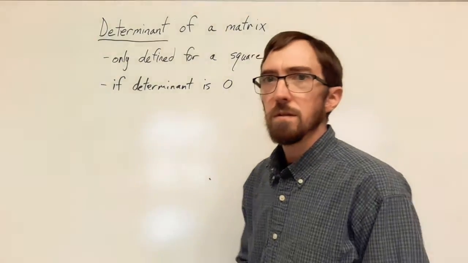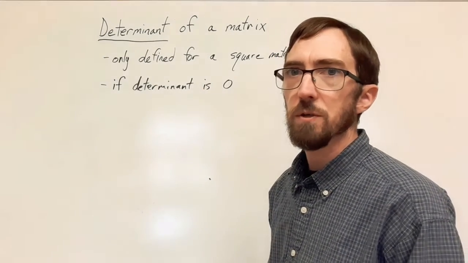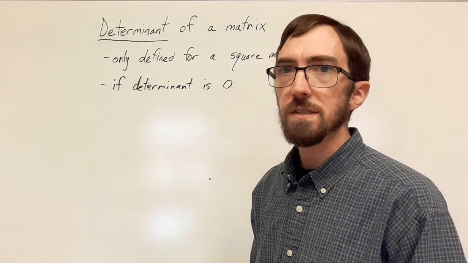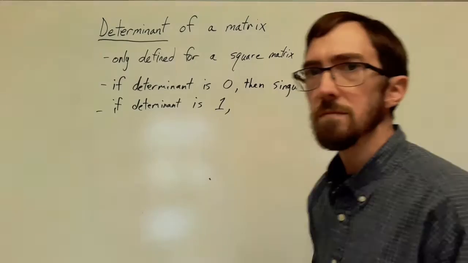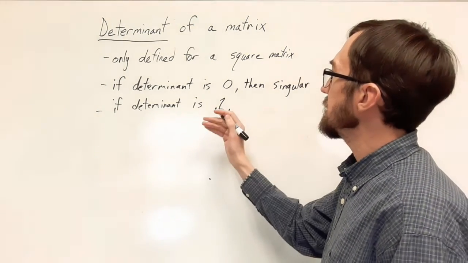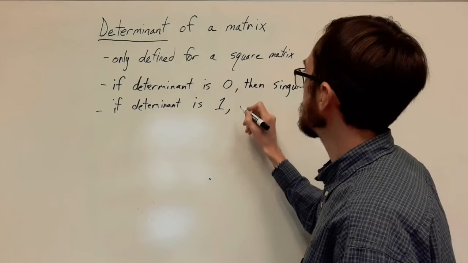If a determinant turns out to have a value of 0, it has a special name. We call this singular. If a determinant is evaluated to be 1, then it is unimodular.